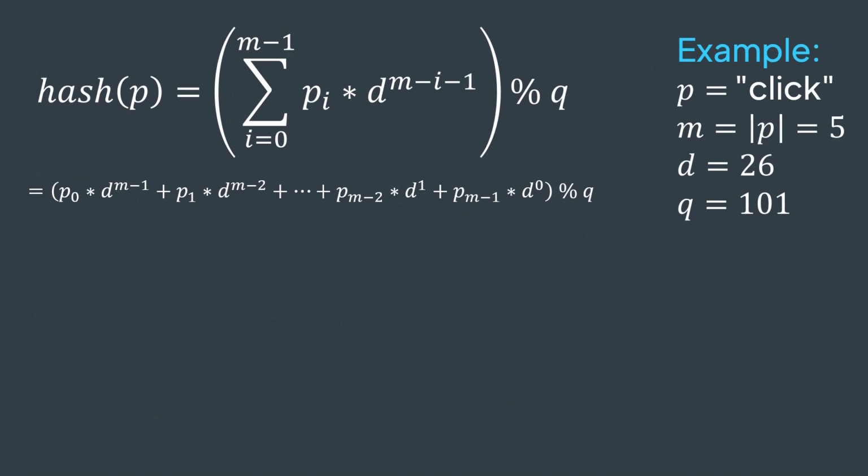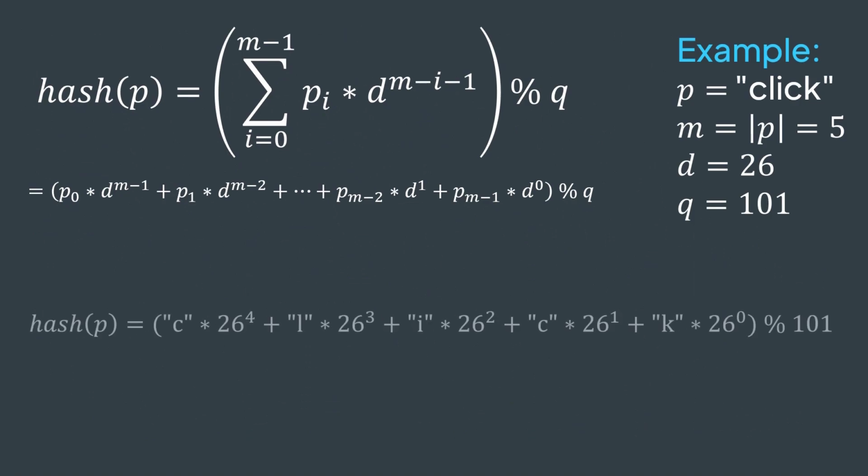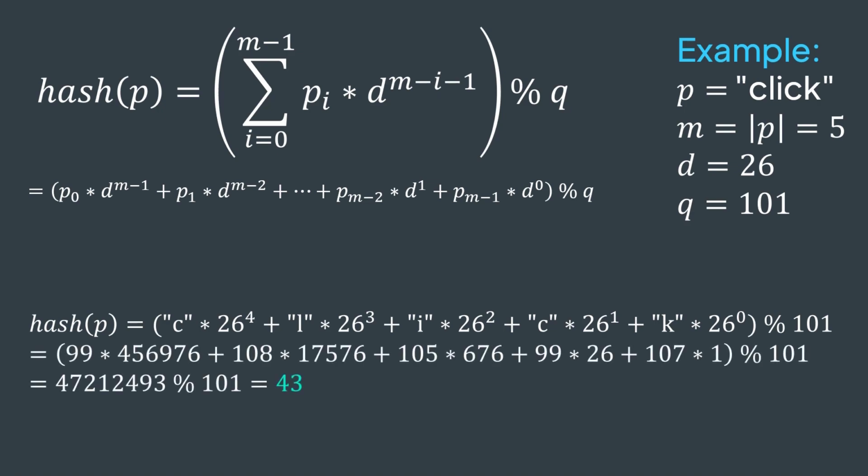An example to understand. We have the string "click" of 5 characters, so m is 5. We also put d at 26 and q at, let's say, 101. It's a prime number. The hash of this string would be ASCII of c times d power 4 plus ASCII of l times d power 3 plus ASCII of i times d power 2 plus ASCII of c times d power 1 plus ASCII of k times d power 0, all that modulo 101, we get 43. So at the beginning, we calculate the hash of p and the hash of the first window.